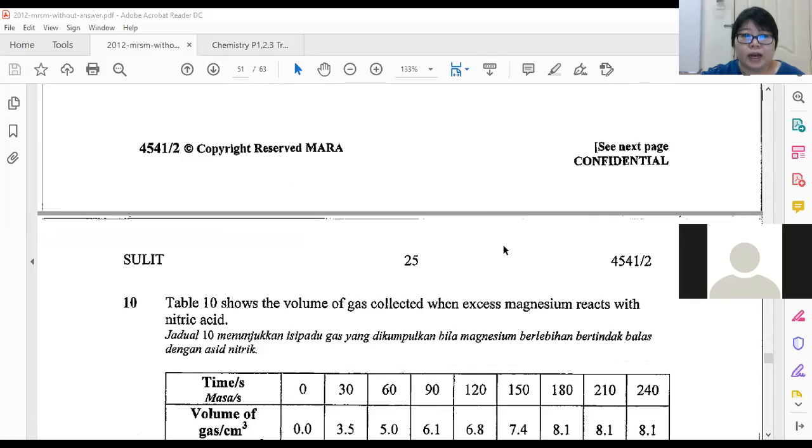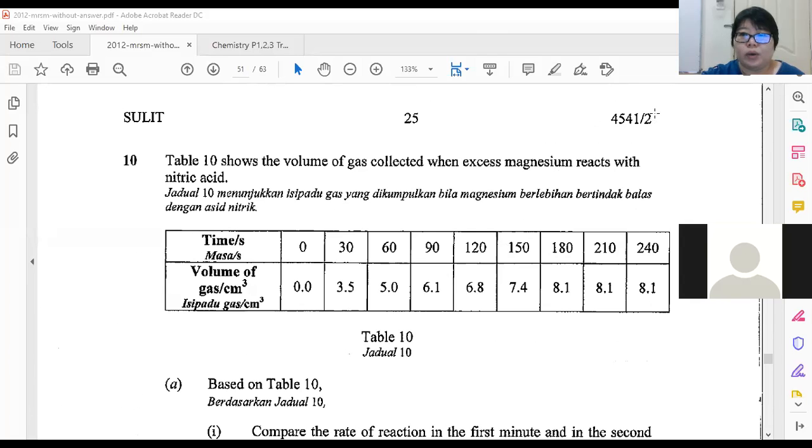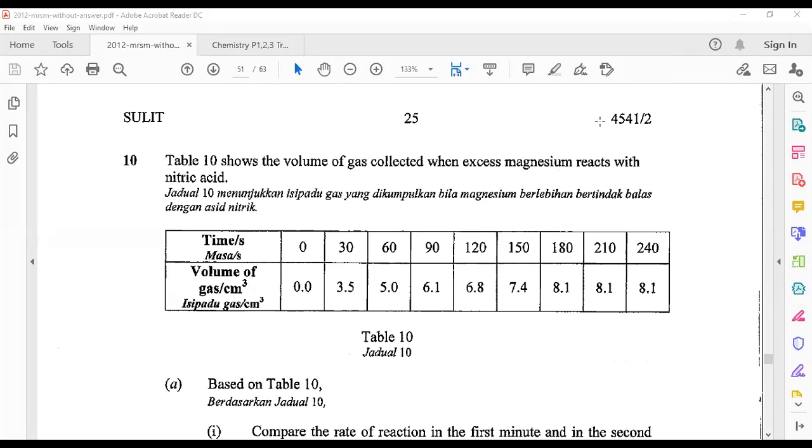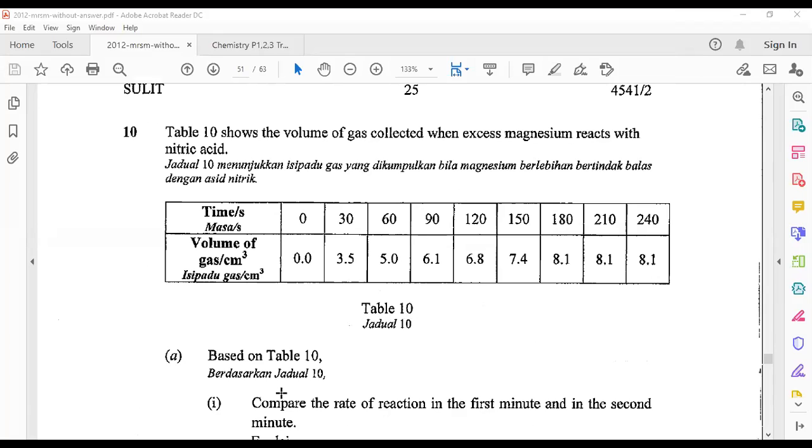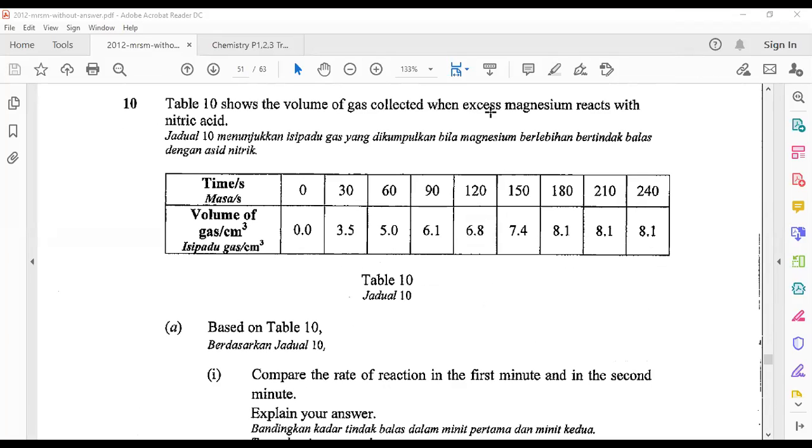As we discussed this morning, we have done with question 9, and now we are going to question 10. Now this question 10 is about the rate of reaction, a question which you are familiar with. Based on the table, you compare the rate of reaction in the first minute and the second minute. You might have a problem with what the first minute and the second minute mean.